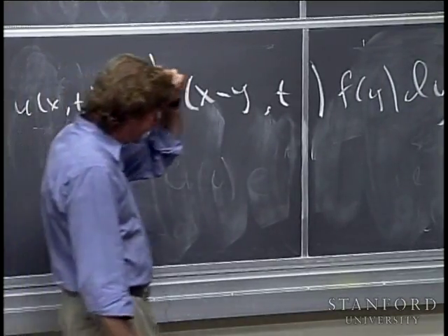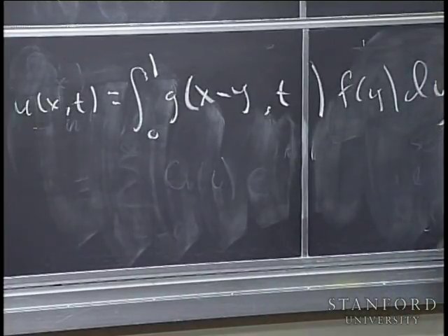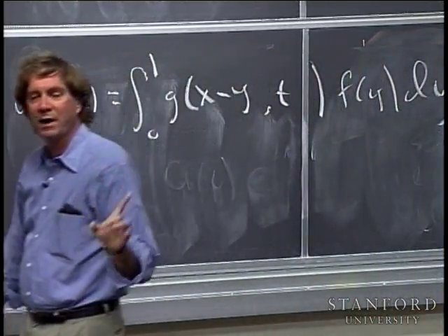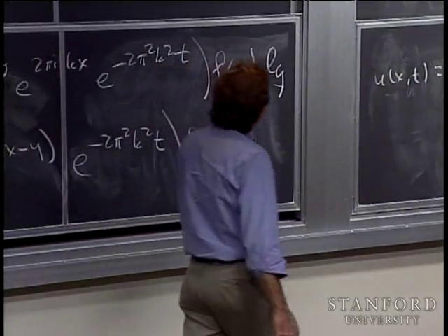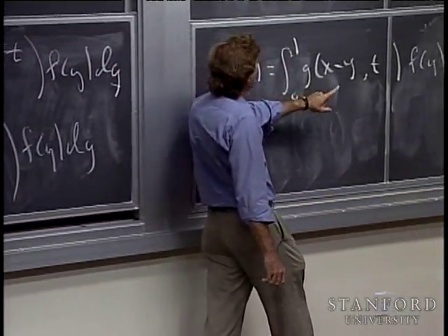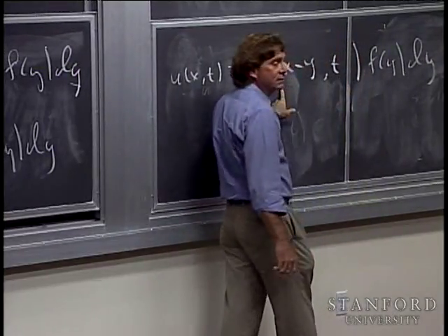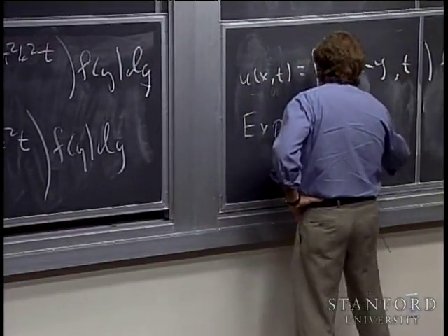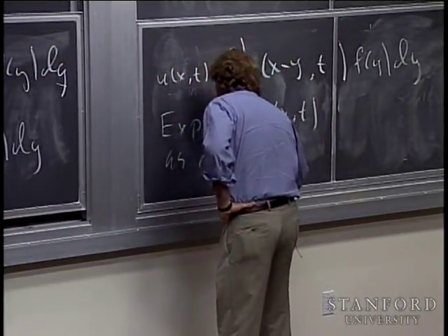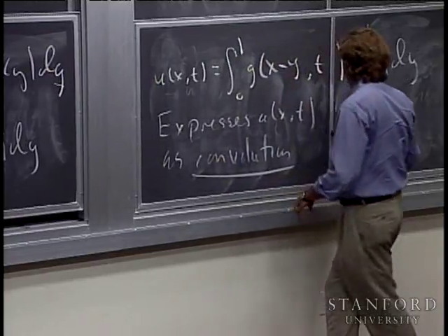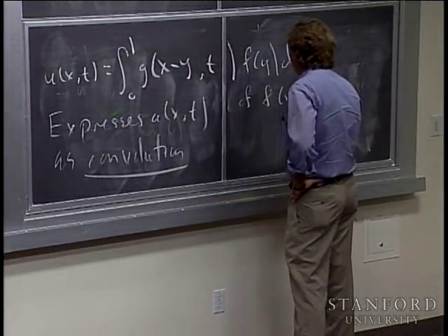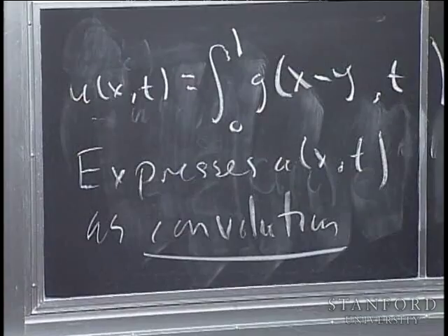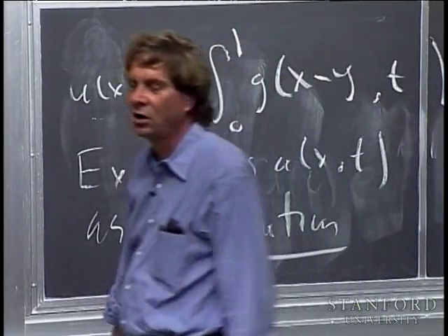Now, for those of you who saw a similar sort of thing on the homework problem, this is an important statement that I'm about to make. Drum roll, all right? This expresses the general solution at any x, any time t, as the convolution of the initial condition at time 0 with this kernel. This expresses u of x, t as the convolution of f of x with what's called the heat kernel, g of x, t.